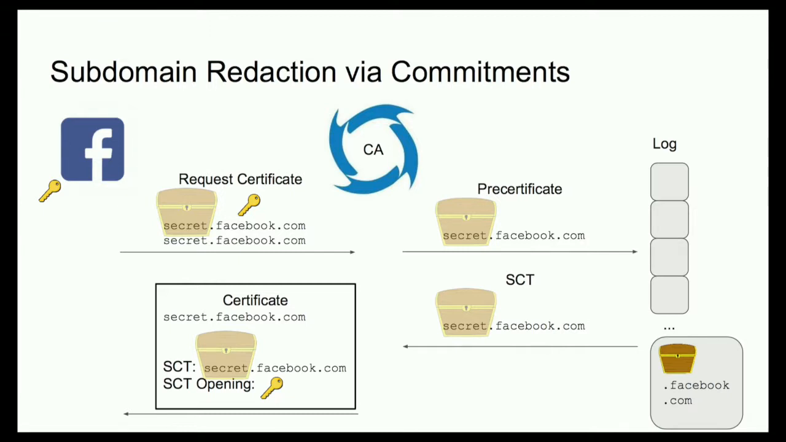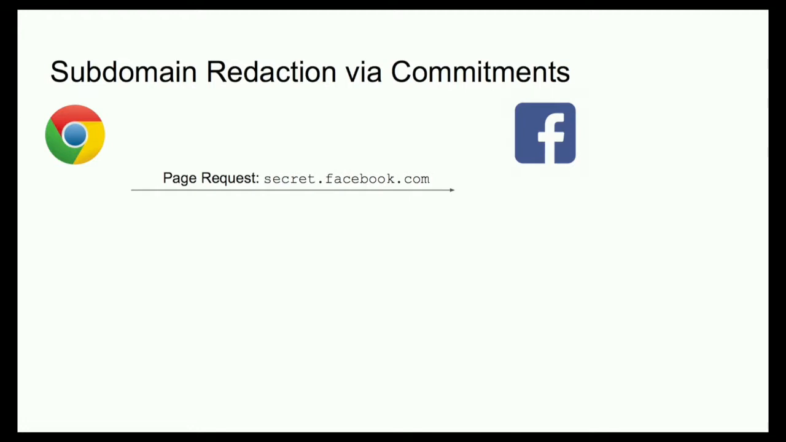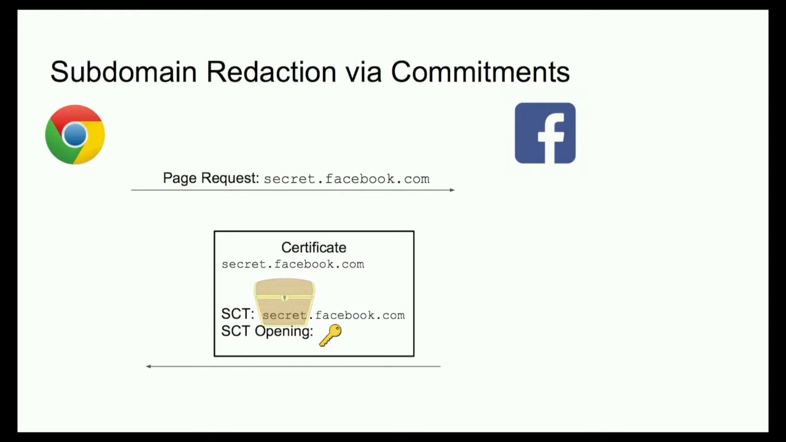And at the end, when you get this certificate, what you end up having is the certificate for secret.facebook.com with the SCT that has a redacted subdomain and the opening of that SCT. So when your browser goes to Facebook and requests secret.facebook.com, this would be like some Facebook employee, what they end up getting is the certificate and the SCT and the opening of the SCT, and they can make sure that the SCT that they've got corresponds to secret.facebook.com by verifying the commitment opening. So they open up the commitment, they make sure that they have a commitment to secret.facebook.com, and that the certificate is for secret.facebook.com, everything checks out, and they use the site, and they know they can trust the key. So this is how it works. It's very simple.